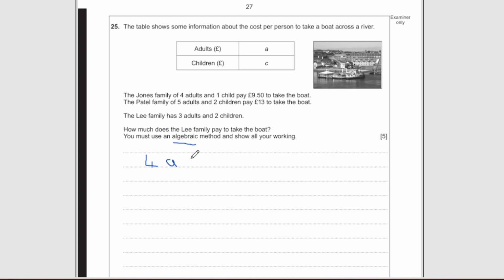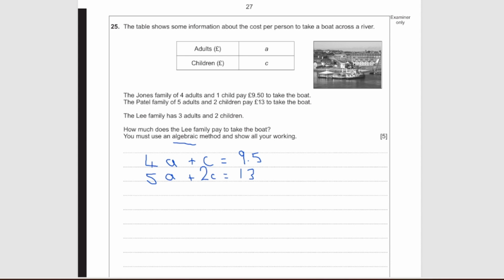And 1 child, so that's plus C, equals £9.50. And 5 adults, 5A for adults, plus 2 children, that's 2C, equals 13. We have a simultaneous equation that we need to solve. So how do we solve it?